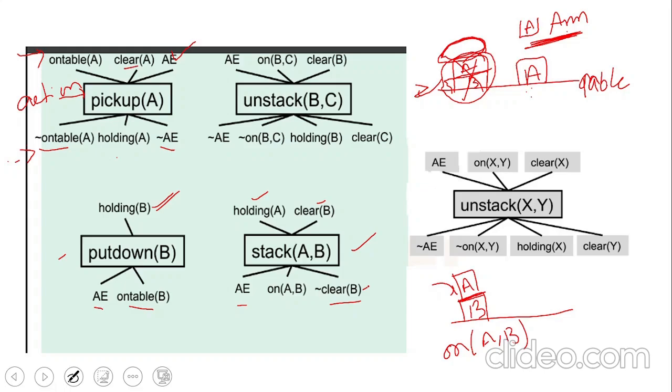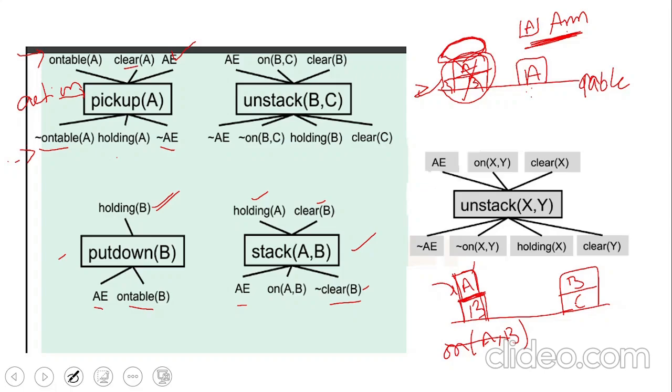Unstack BC means assume that now we are having a state like this: A is on B. Okay, we'll come to BC only. Now we are having B and C. Unstack BC means we are removing B from C.